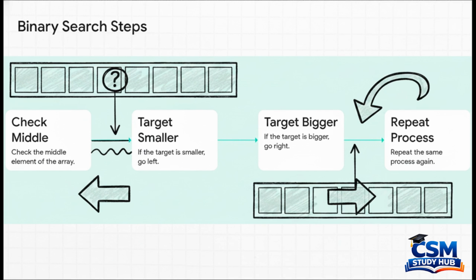If your target is smaller than that middle number, you go left. You just ignore the right side entirely. Step 3, if your target is bigger, you go right and ignore the left. And finally, step 4, repeat. You just take whatever side you picked and run the exact same process all over again. Check the middle, compare, slice in half. It is a relentlessly efficient loop.